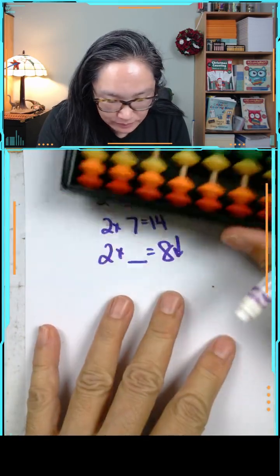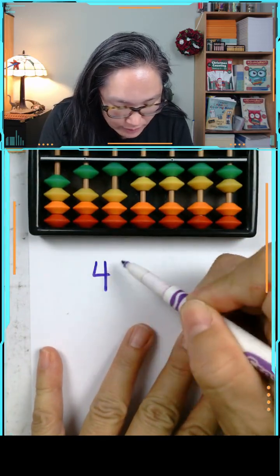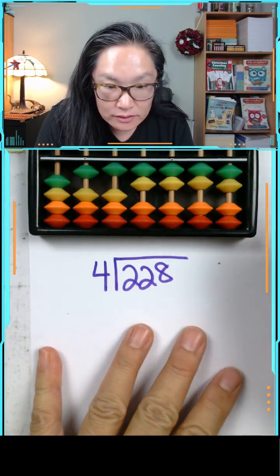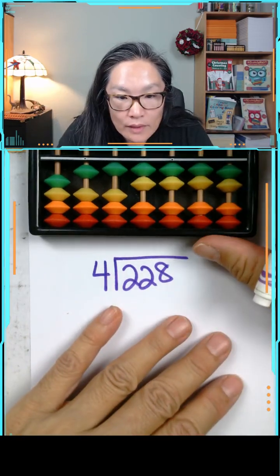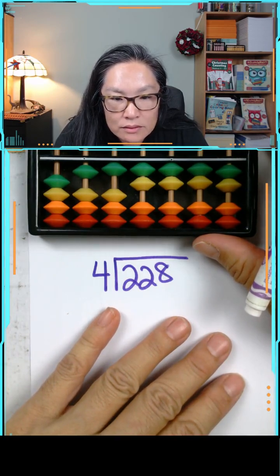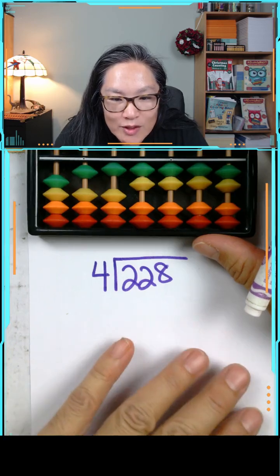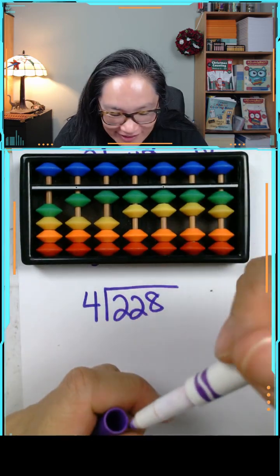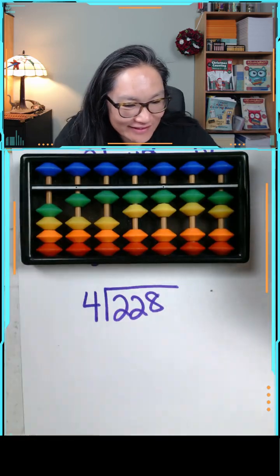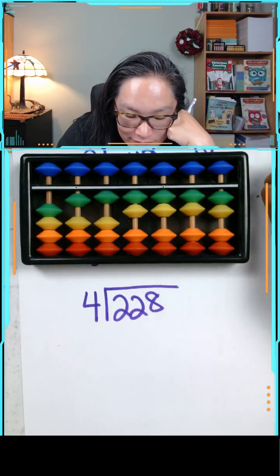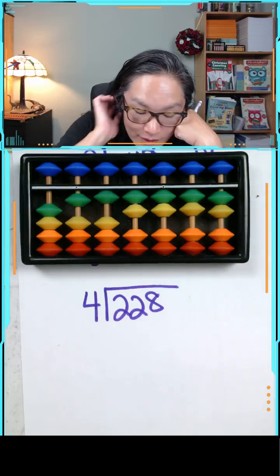I appreciate that. Okay, we have 4 divided by 228. This is not this complicated multi-step way. Division is a special treat. Anyways, I'm excited to see the division. Okay, so here we go.